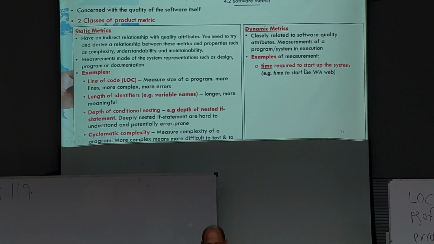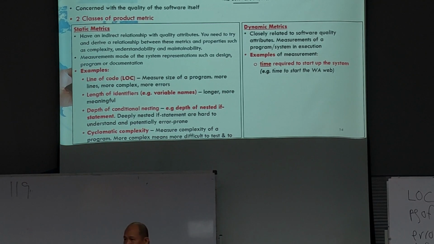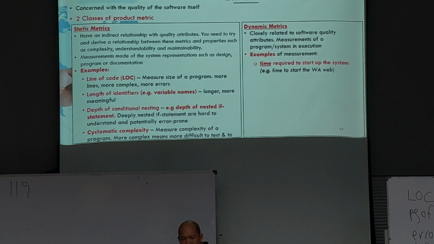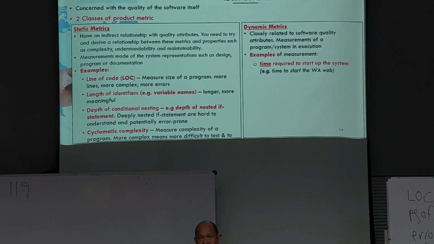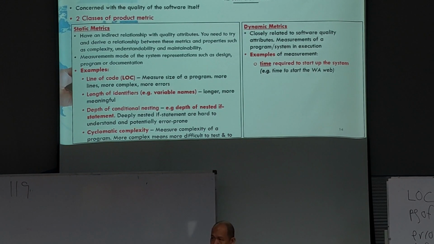Okay, so dynamic metrics examples are time required to start up the system. Example, time to start up WhatsApp web. So the time to start WhatsApp web, is it the same every day? It is not the same, right? Sometimes when you start WhatsApp web, sometimes it's faster, sometimes it's slower. So the time to start up the system is not fixed. Sometimes it is faster, sometimes it is slower, but the program is the same.